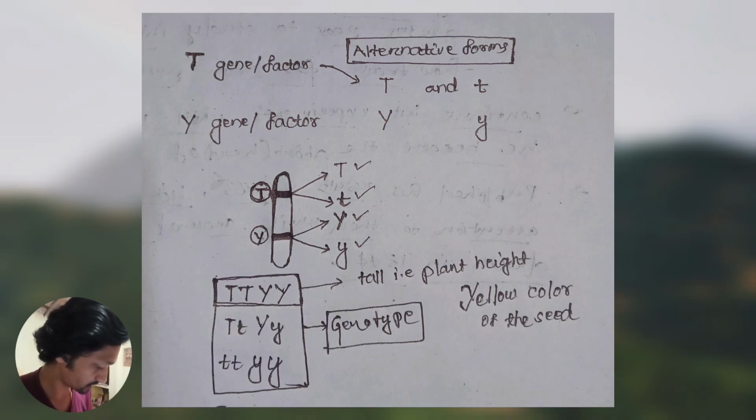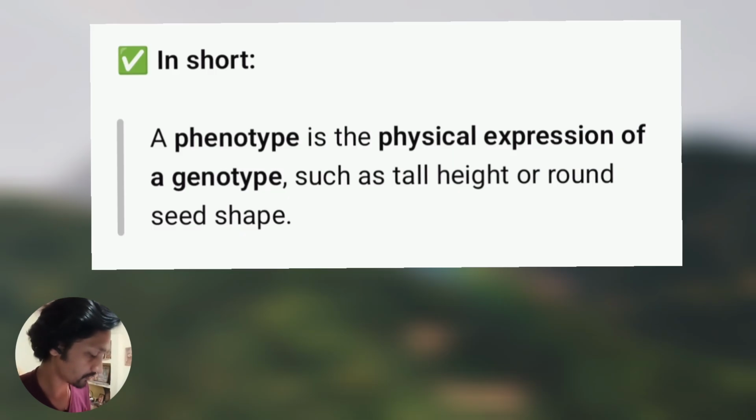Then small t small t small y small y, yes or no. Then these are actually three genotypes we found by the combination of alleles from different genes, yes or no.